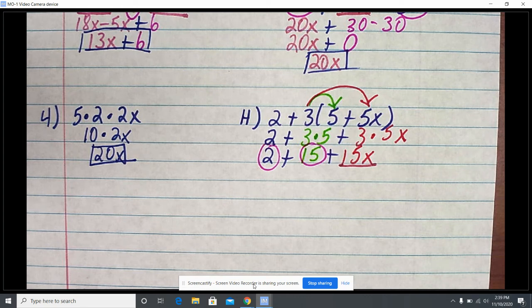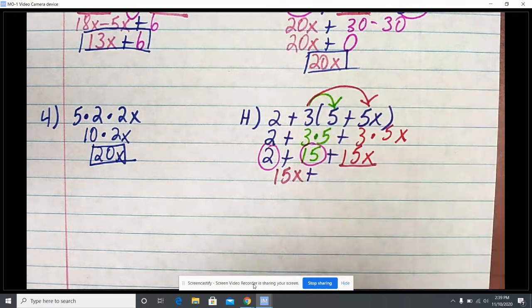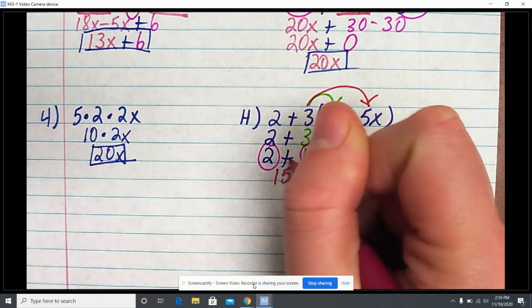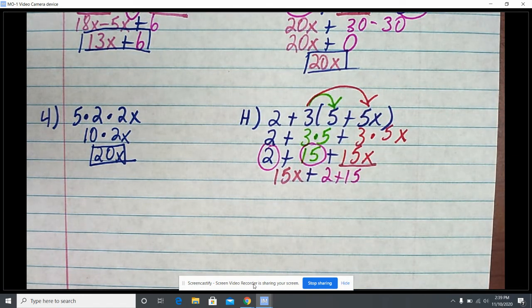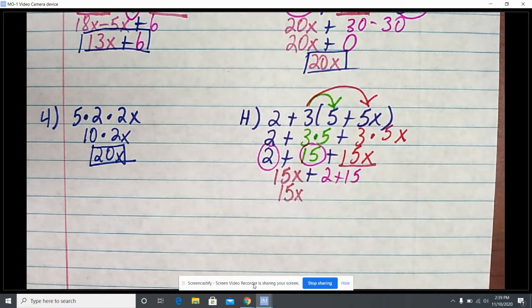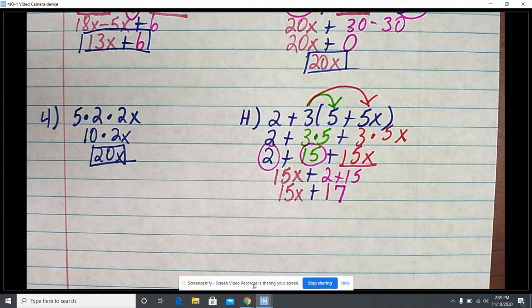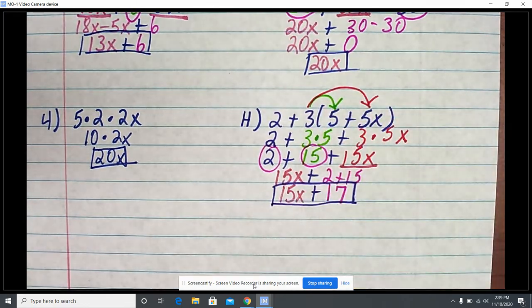Okay, so let's focus on the underlined terms first. There's only one of those, okay, 15x. So I'm going to go ahead and just write my 15x here, plus, and then my two constants, my two circle terms, in front of my second one, there is a plus sign. So I'm taking 2 plus 15. So 15x plus, and then 2 plus 15, which is 17. So my answer for H is 15x plus 17.